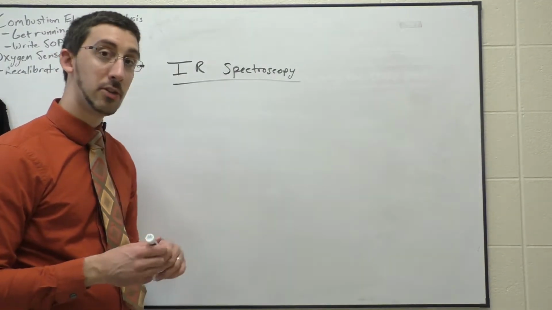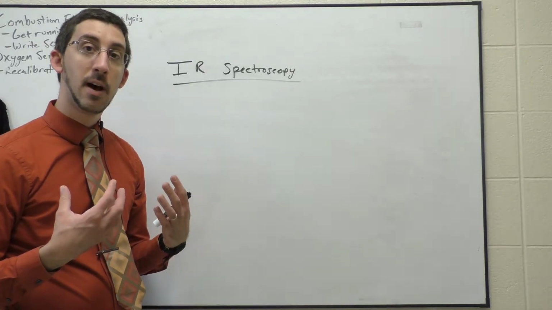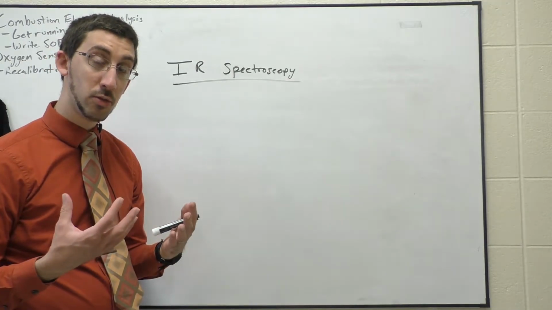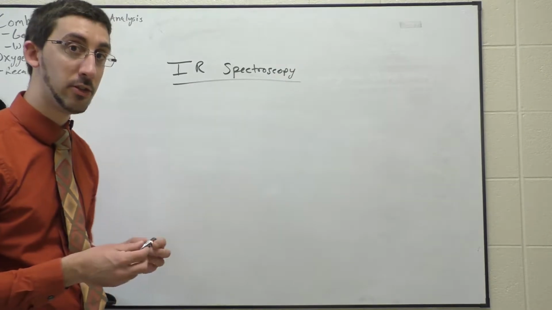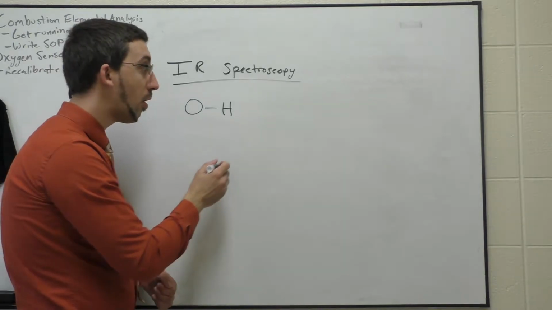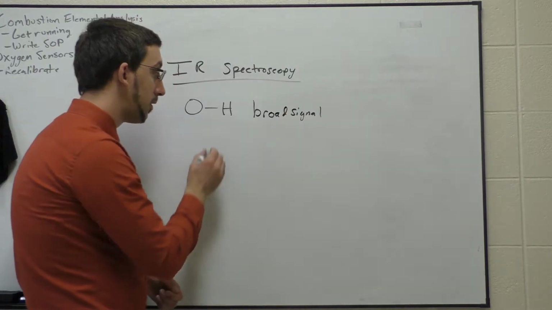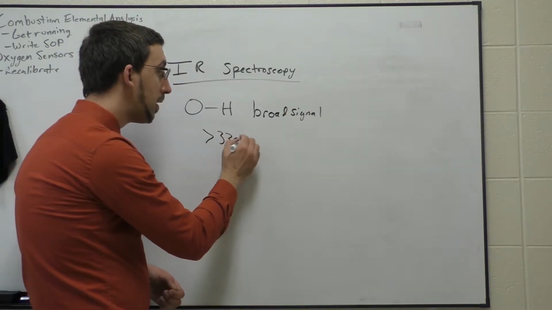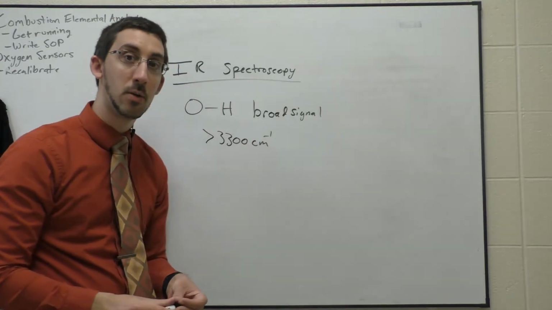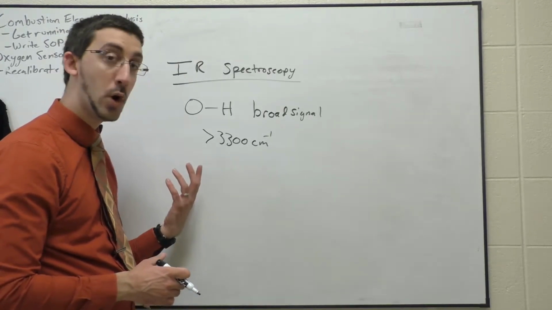So we'll start with IR spectroscopy. Here we're looking at representative IR stretches. Generally these are representative of functional groups given by bond stretches. So we know that things like the OH bond stretch shows up as a broad signal, generally above 3,300 wave numbers, so somewhere around or above 3,300. It's a very broad signal. That's indicative of an OH.